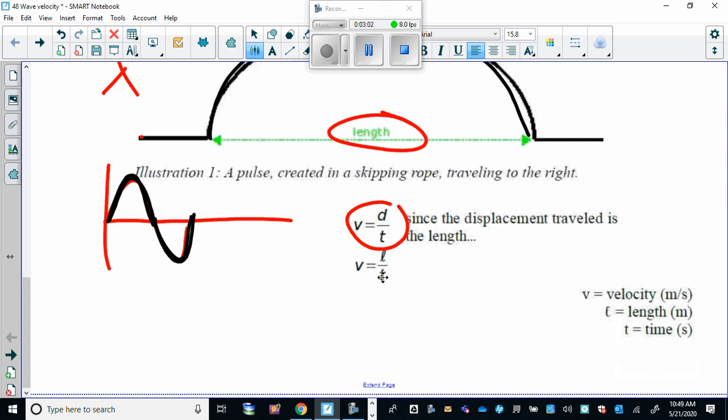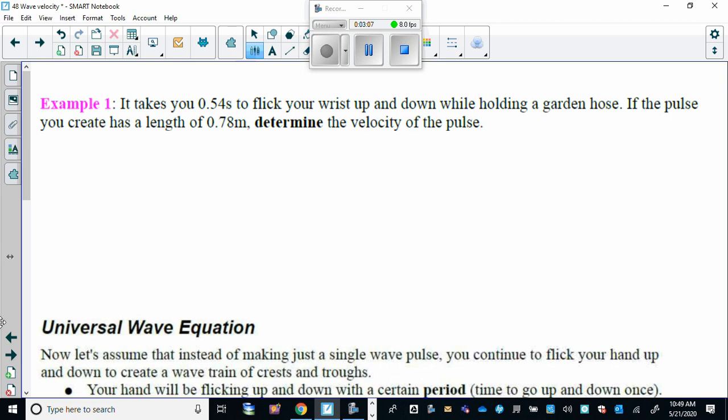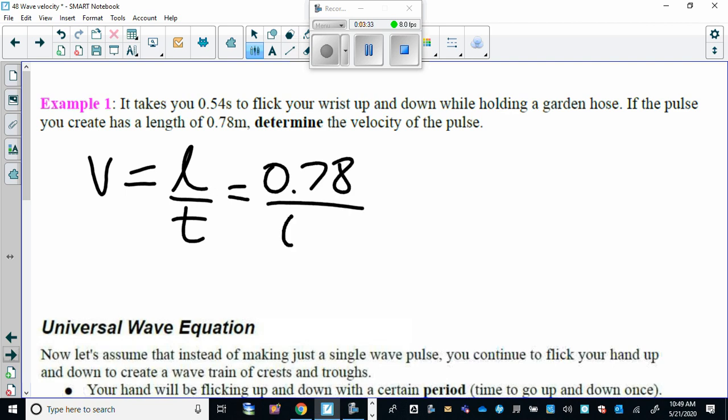And t we're going to replace with big T, the period, or the frequency. Actually, let's do this example first, and then we'll get to the universal wave equation. This says it takes you 0.54 seconds to flick your wrist up and down while holding a garden hose. If the pulse you created has a length of 0.57 meters, determine the velocity of the pulse. Pretty straightforward. The velocity equals the length of the pulse divided by the time it took for you to create that pulse, which is that divided by that, and you get 1.4 meters per second.